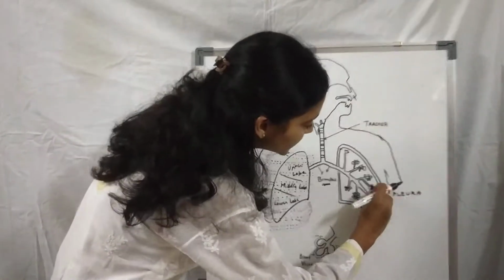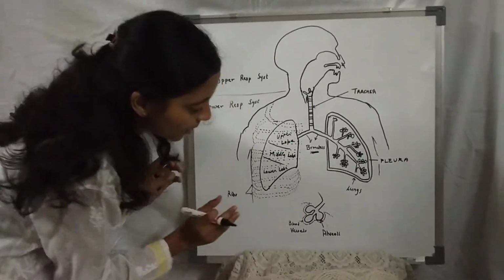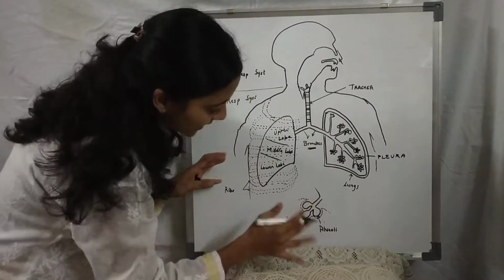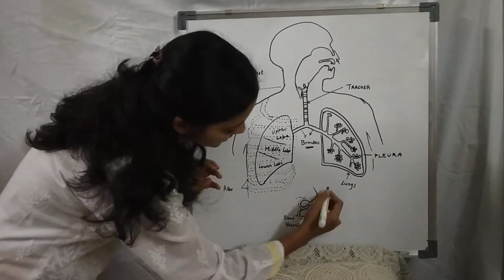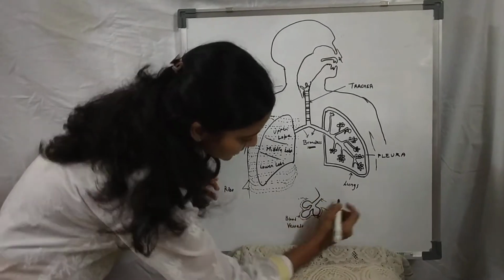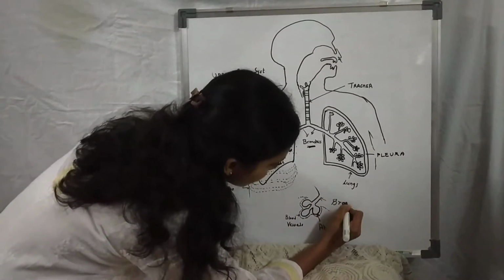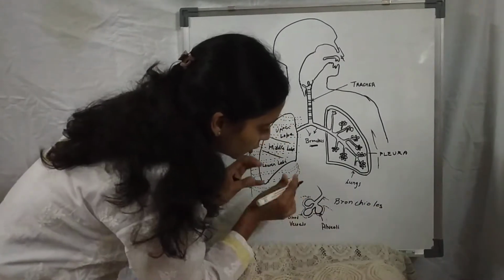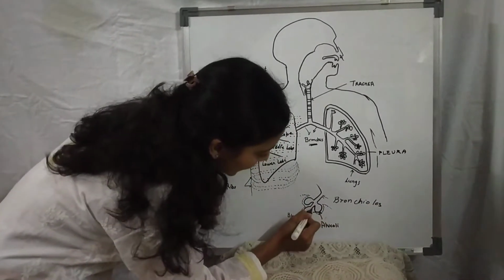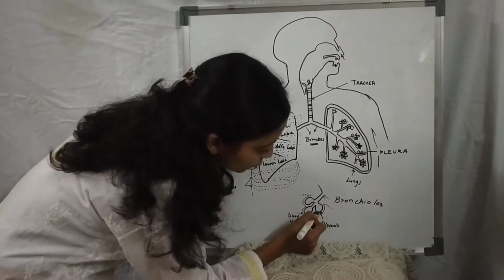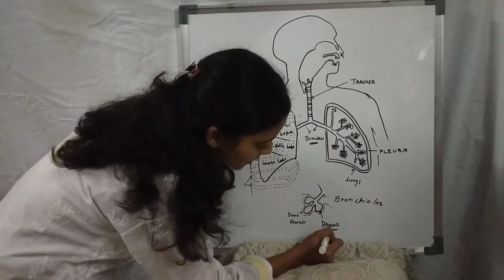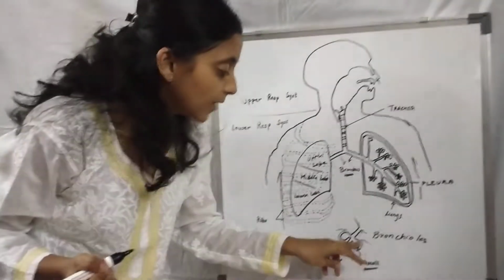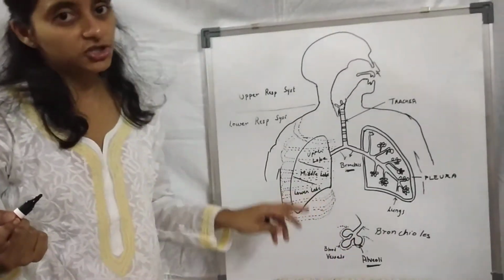Let's remove this one piece here and see how it looks. Your bronchus, after entering into your lungs, divides into various branches called the bronchioles. The bronchioles then end into these air sacs, which are known as the alveoli. This is the most important structure of your lung because this is where your respiratory exchange takes place.